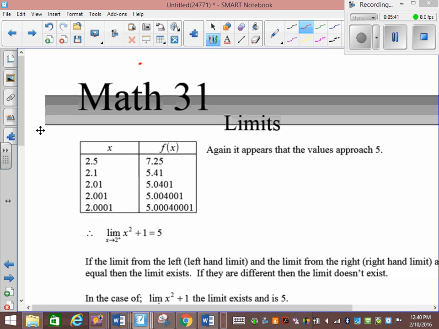So what we do is we take this again, we plug it in for our x. So 2.5 squared plus 1 is 7.25. Plug in 2.0001, square it, plus 1 is 5.00400001. So once again, we're saying this is approaching 5 as well, right? So the limit as x approaches 2 from the right was 5. If the limit from the left and the limit from the right are the same, then the limit at 2 exists at that value.